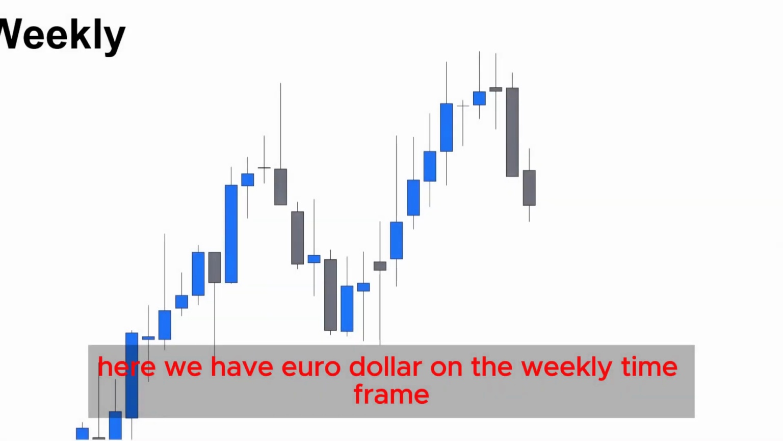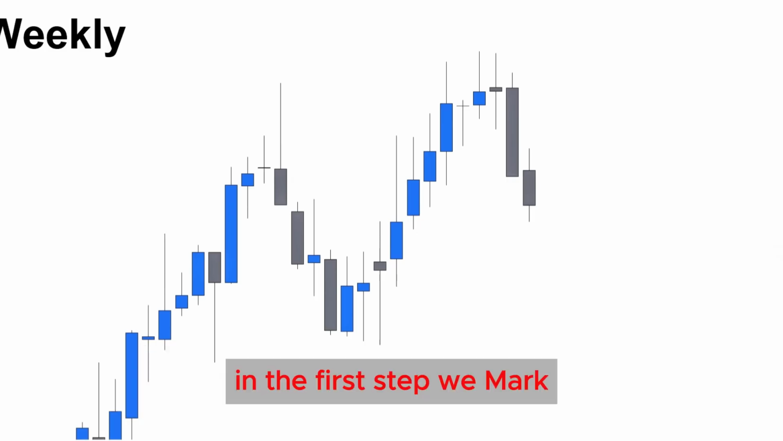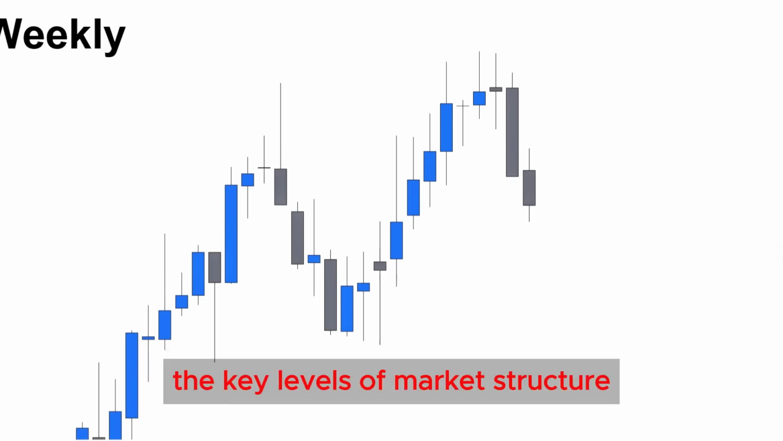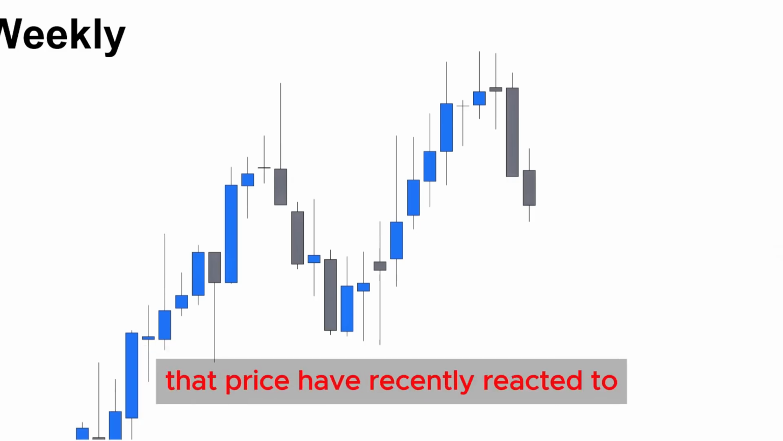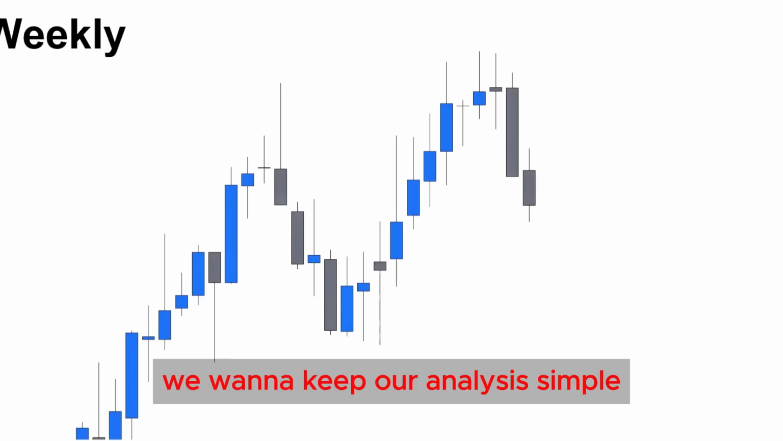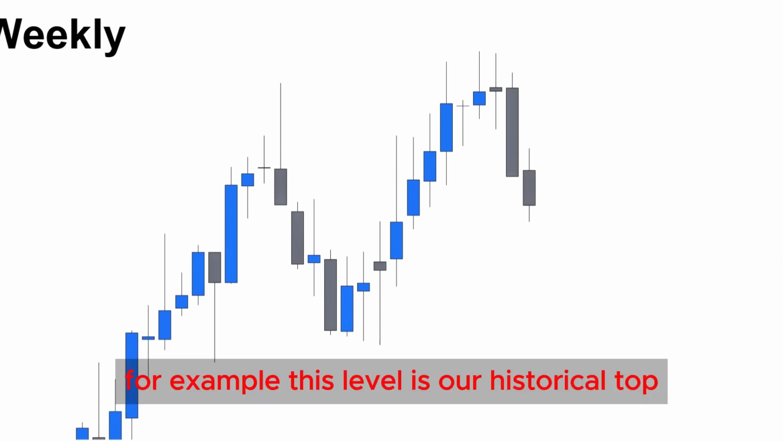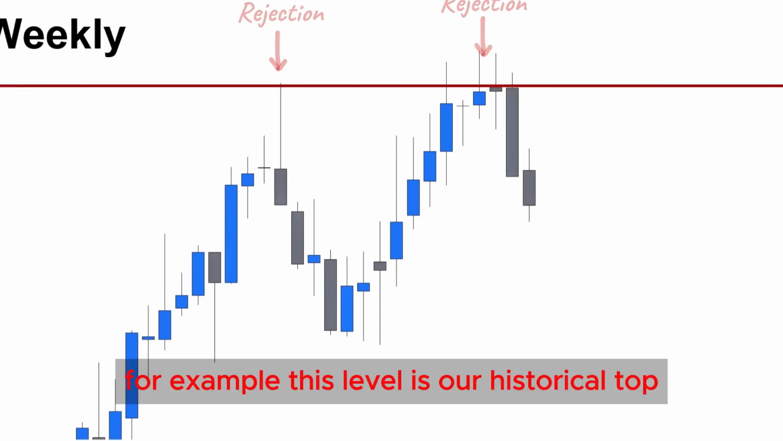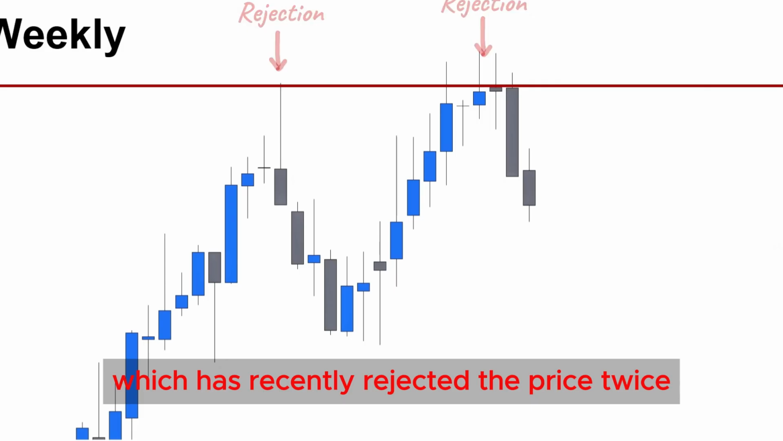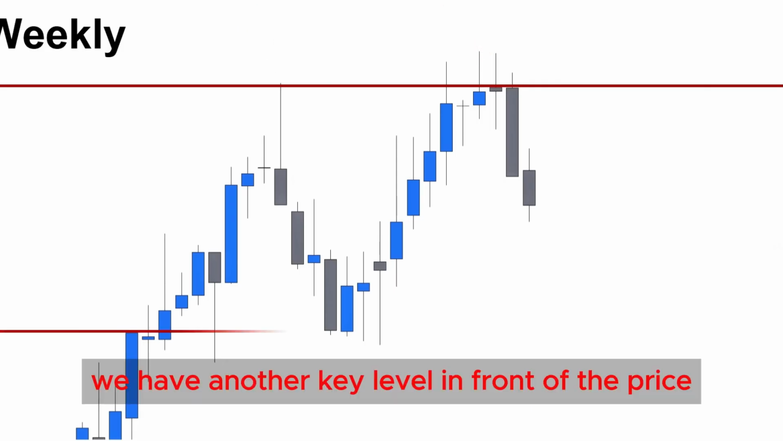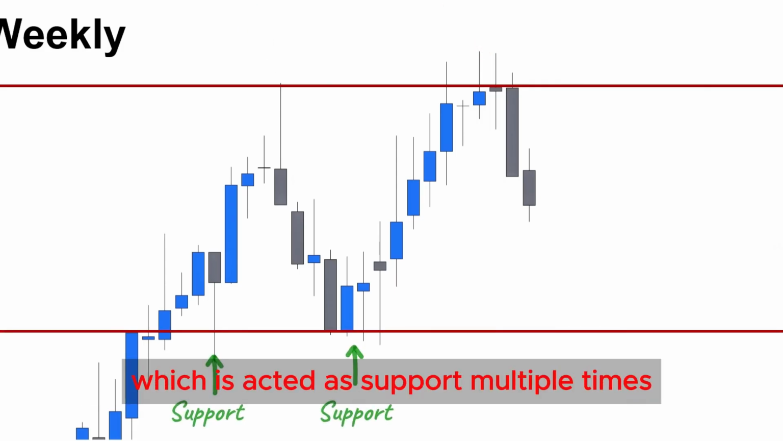Here we have euro-dollar on the weekly time frame. In the first step, we mark the key levels of market structure that price have recently reacted to. We want to keep our analysis simple, so we only draw the most recent levels near the current price. For example, this level is our historical top, which has recently rejected the price twice. We have another key level in front of the price, which has acted as support multiple times.